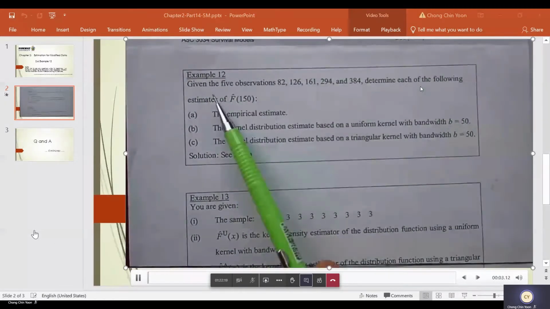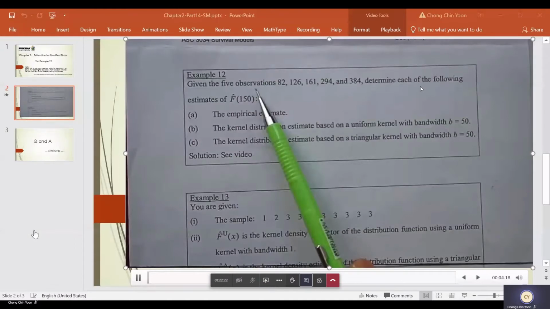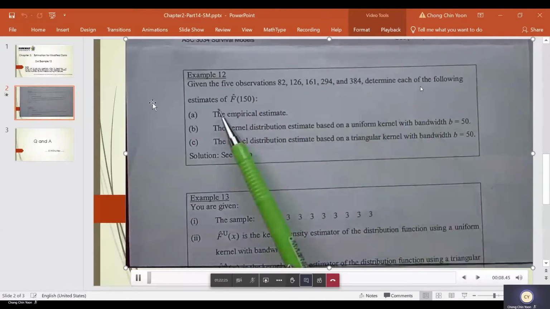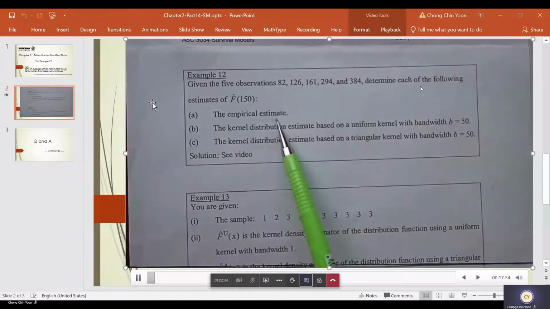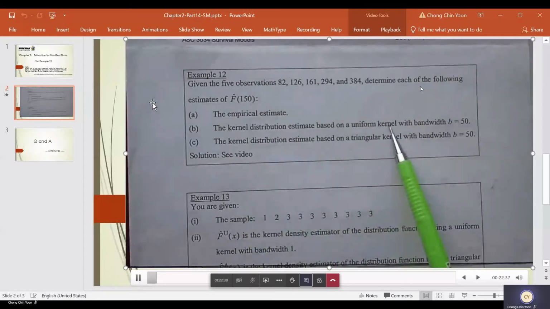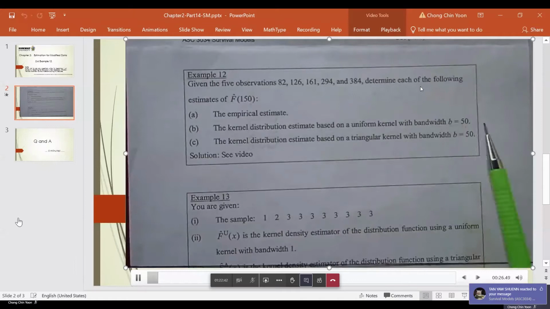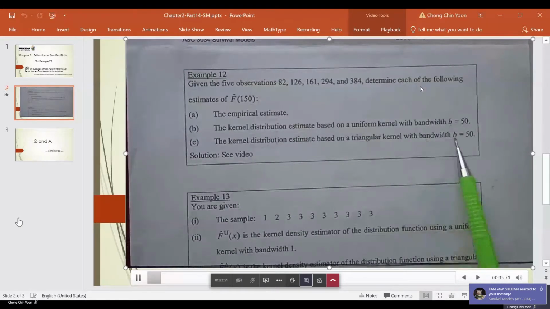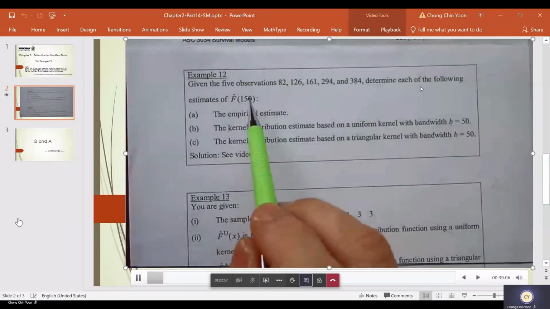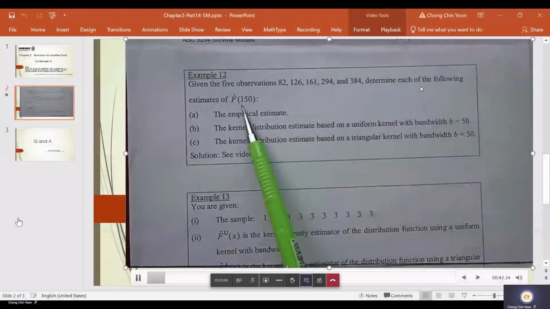Number 12. Given the 5 observations that are here, determine each of the following estimates of the kernel smoothed distribution function at 150. Part A, the empirical estimate. Part B, the kernel distribution estimate based on the uniform kernel with bandwidth b is 50. And part C, the kernel distribution estimate based on the triangular kernel with bandwidth which is 50. So this is to find the value of this kernel smoothed distribution at 150.